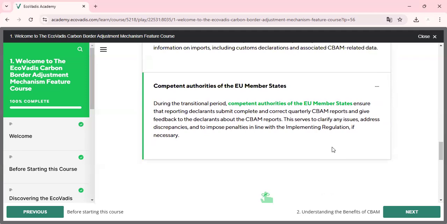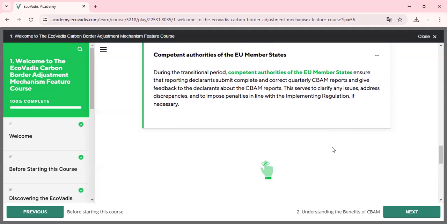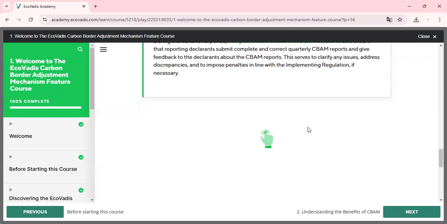Competent authorities of the EU member states. During the transitional period, competent authorities of the EU member states ensure that reporting declarants submit complete and correct quarterly CBAM reports and give feedback to the declarants about the CBAM reports. This serves to clarify any issues, address discrepancies, and to impose penalties in line with the implementing regulation, if necessary.